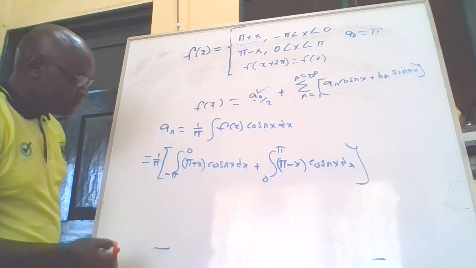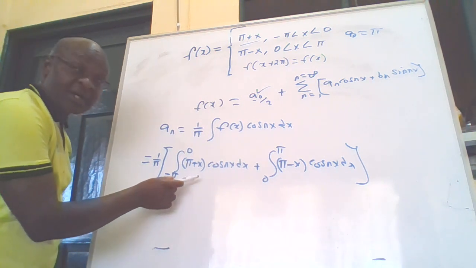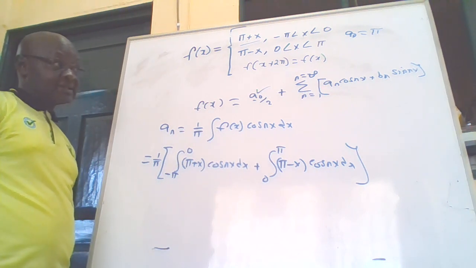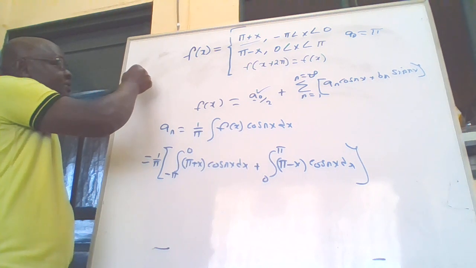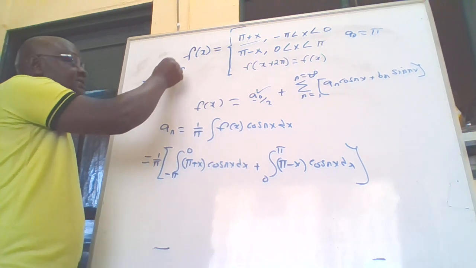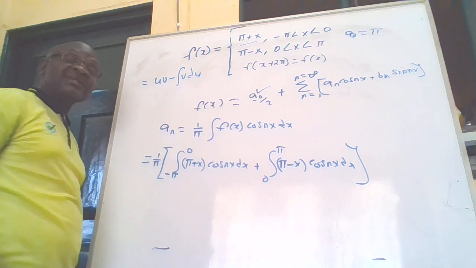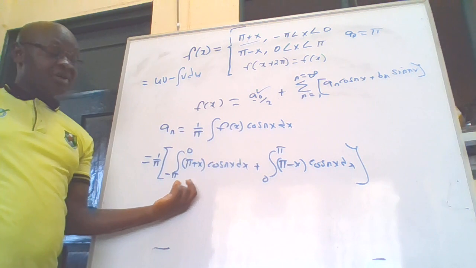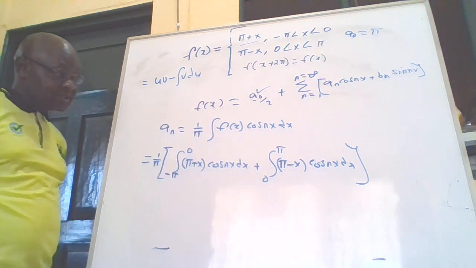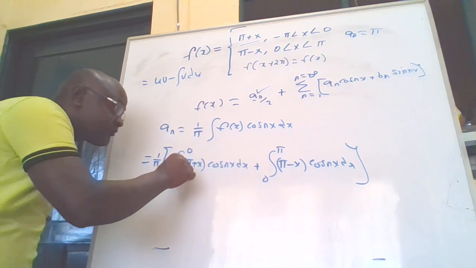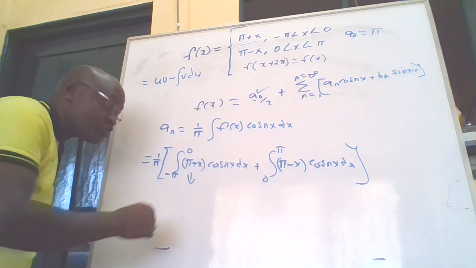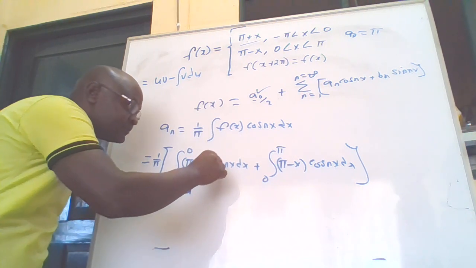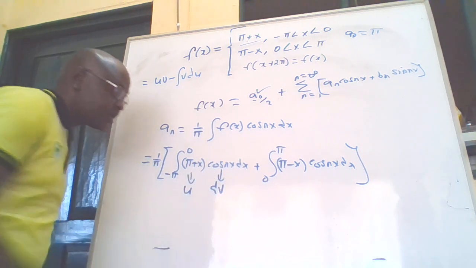Now, as you can see here, there's no way you can perform integration of this without using integration by parts, which says uv minus the integral of v du. That is the integration by parts formula. So we need to apply this formula to be able to perform the integration at this point. Therefore, pi plus x will be our u, and then cos nx will be our dv.